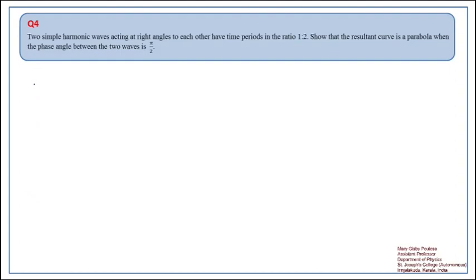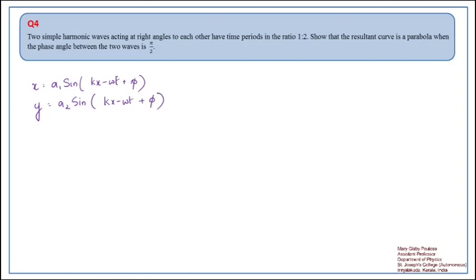So let the first wave be represented as x is equal to amplitude a1 into the harmonic function sin(kx − ωt + φ), and the second wave is represented as y is equal to a2 sin(kx − ωt + φ).